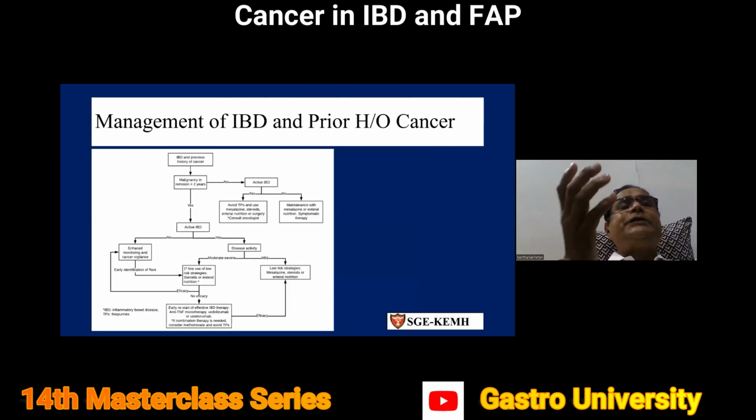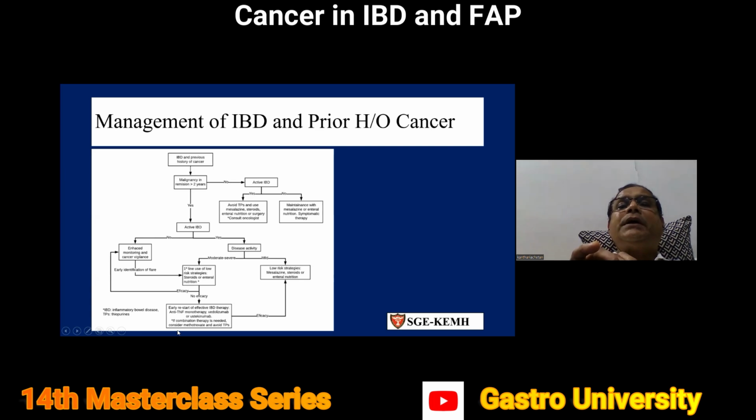Now, we come to another situation where you have a patient who presents with IBD and gives a history of malignancy in the past, colorectal malignancy in the past. So how do you manage it? You find out first whether the malignancy remission is more than 2 years, and if it is yes, and if the patient has active IBD, then depending upon the disease activity, if it is moderate, then you use steroids. If it is not effective, then you can use vedolizumab or anti-TNF or ustekinumab.